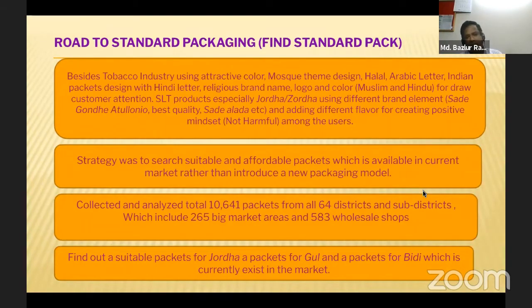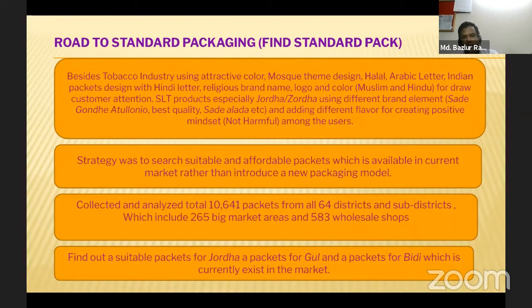So besides this, the tobacco industry uses attractive colors, mosque theme designs, halal and Arabic letters, Indian packet designs with Hindi letters, religious brand names, logos and colors for Muslims and Hindus, religious logos, religious color themes, I mean the temple theme, the mosque theme, to draw customer attention.